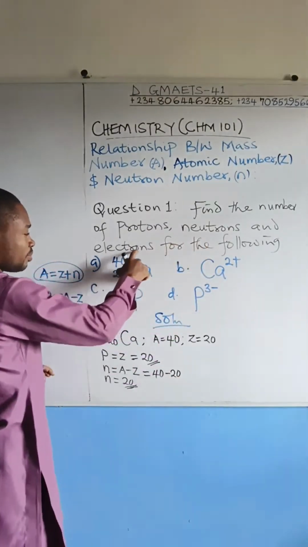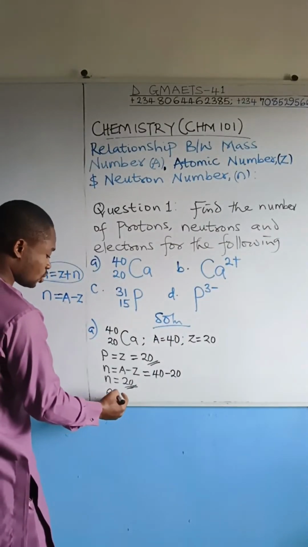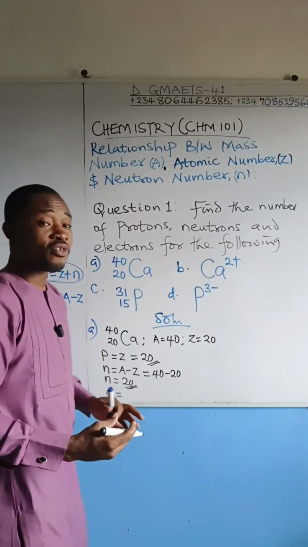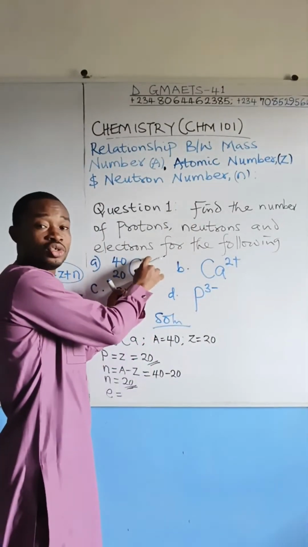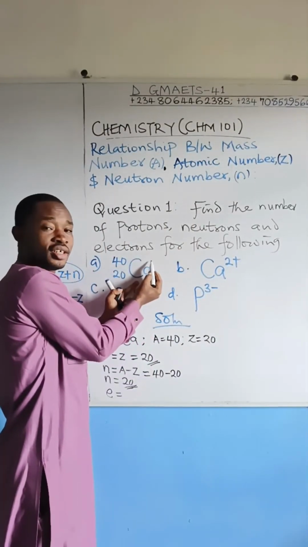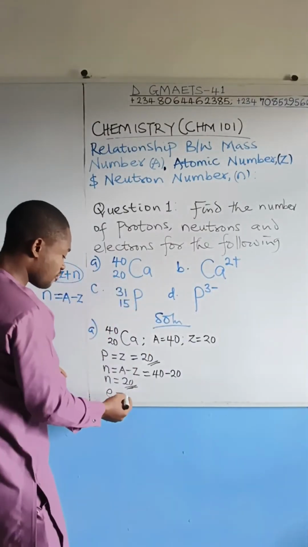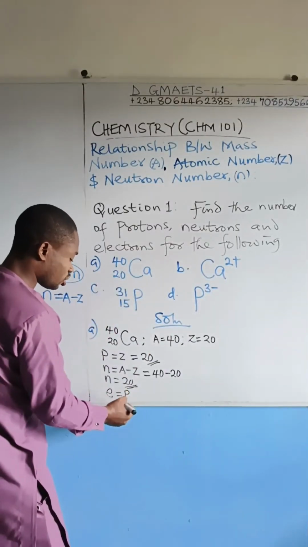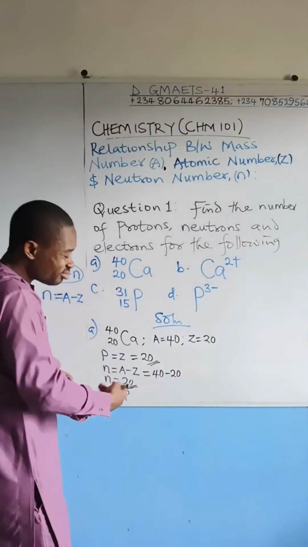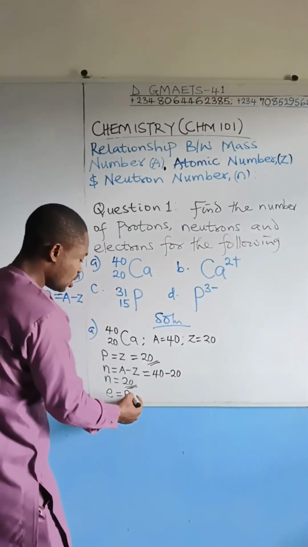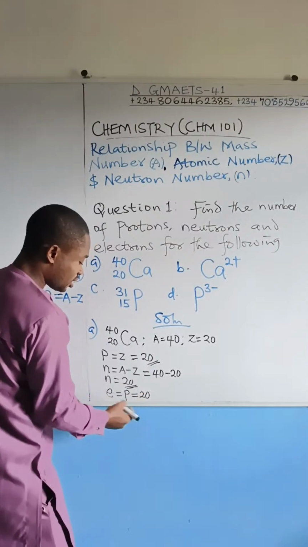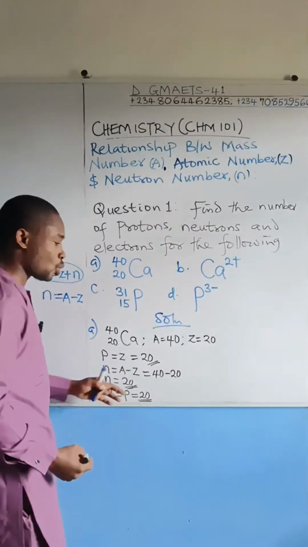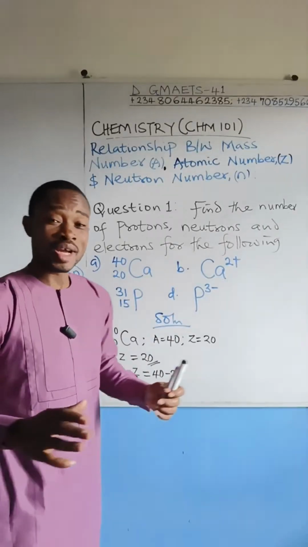Then finally, the number of electrons. Remember, this is an atom, that is why there is no ionic charge there. For an atom, the number of electrons is equal to the proton number, the same as the atomic number. Whereas the proton number or atomic number is 20, it means that the electron number is also 20. We are done.